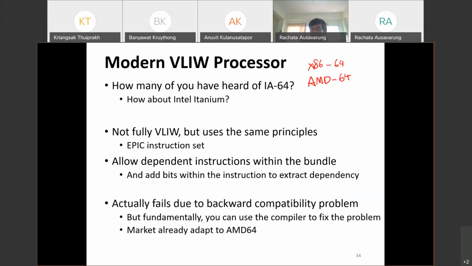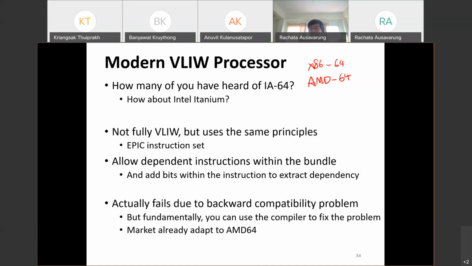Fundamentally, you can use a compiler to fix the problem and provide backward compatibility. The problem for Intel at the time is that AMD came up with the 64-bit version of the ISA, and it was backward compatible. So AMD64 took the market by storm. Everyone said, hey, I would benefit from having more than 4 GB of memory. If you use 32 bits, your DRAM can only go up to 4 GB. Nowadays, all your laptops have more than 4 GB.